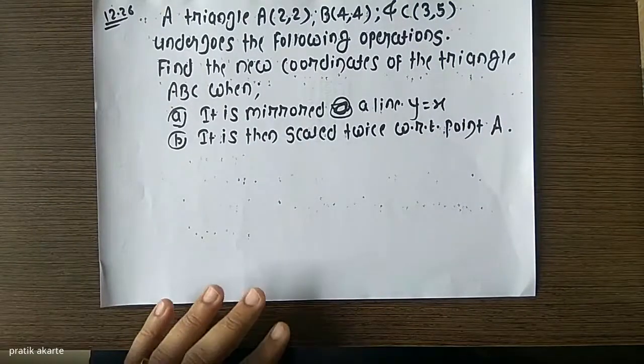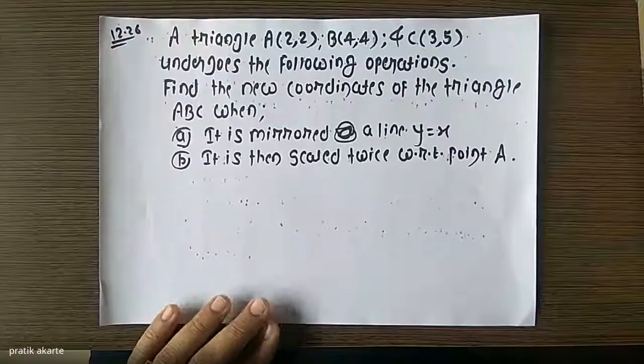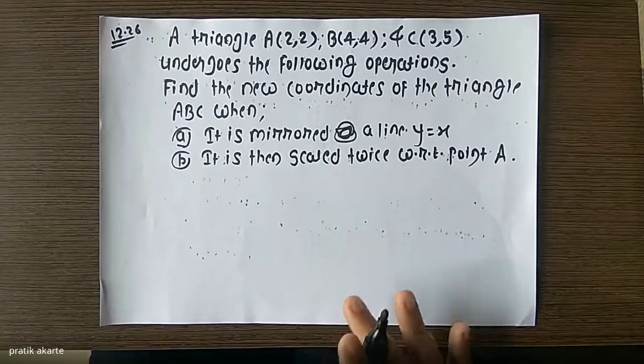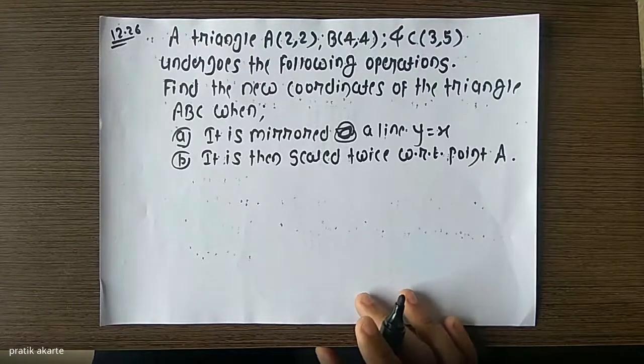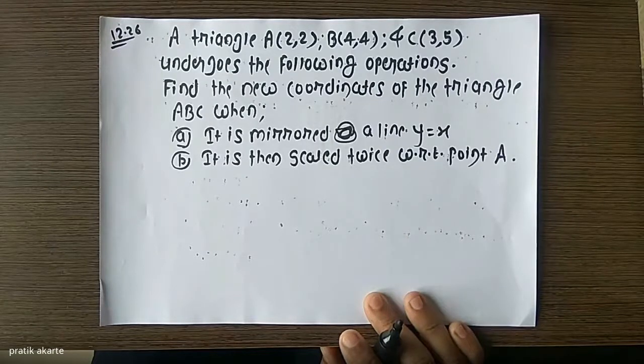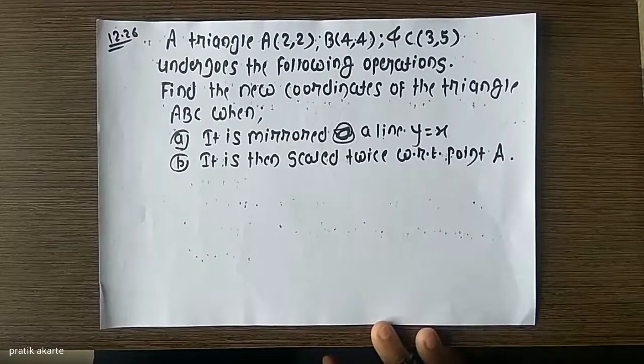The next problem is: a triangle A (2, 2), B (4, 4), and C (3, 5) undergoes the following operation. Find the new coordinates of the original triangle ABC when it is mirrored about a line y is equal to x and it is then scaled twice with respect to point A.